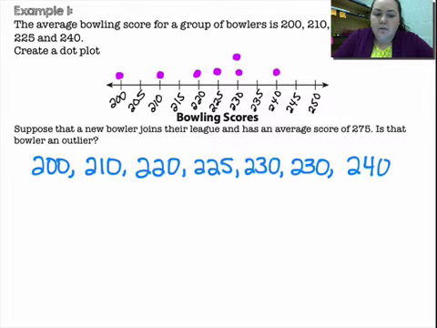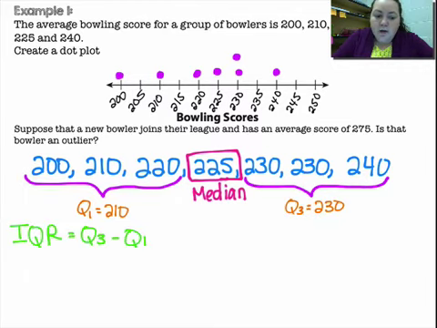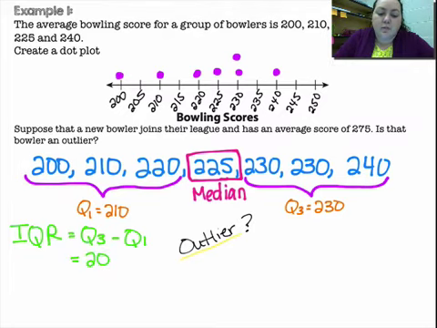All right, so I'm going to take all my data values that I was given before, and I'm going to find the median and the IQR. So I'm going to find the median, which is 225, the middle number. Then I'm going to find the first quartile and the third quartile. Quartile 1 is 210. Quartile 3 is 230. So IQR is Q3 minus Q1. So it's 230 minus 210, which is 20.